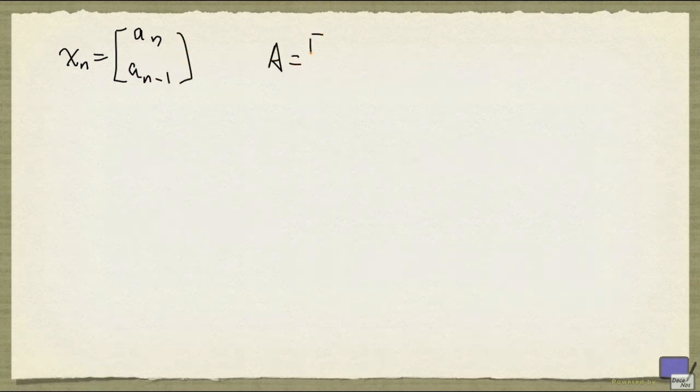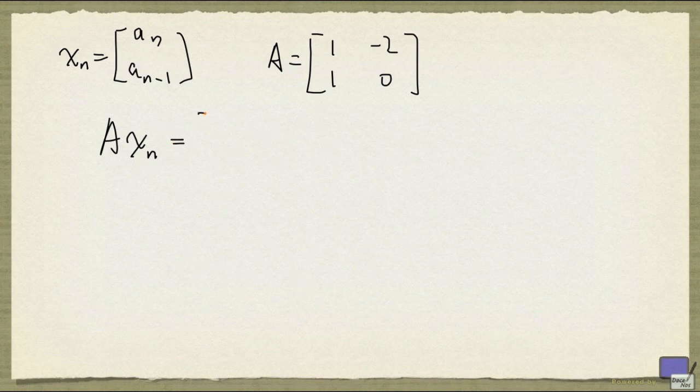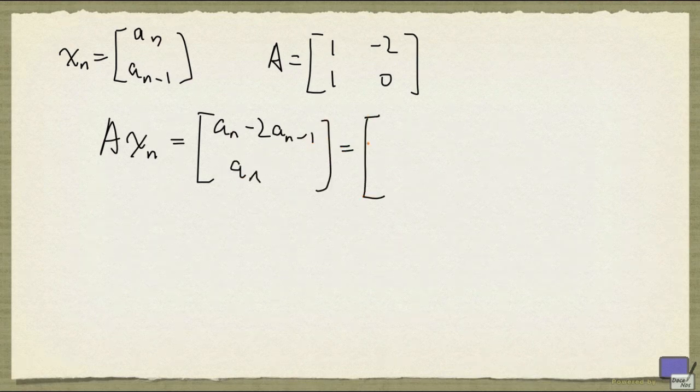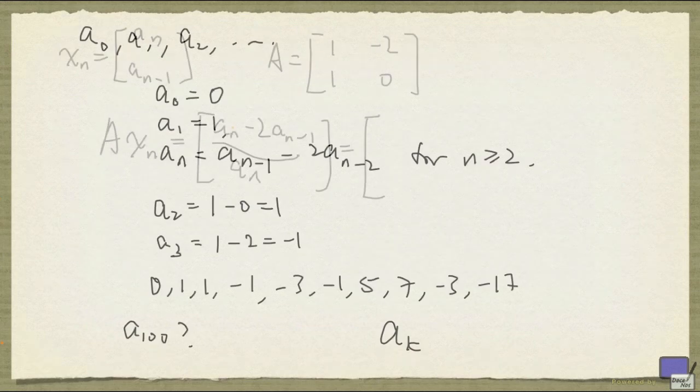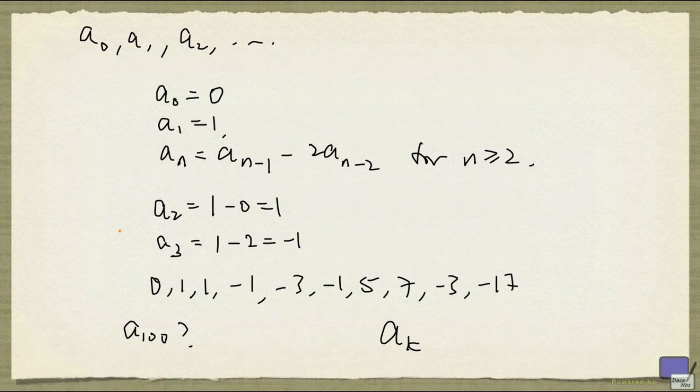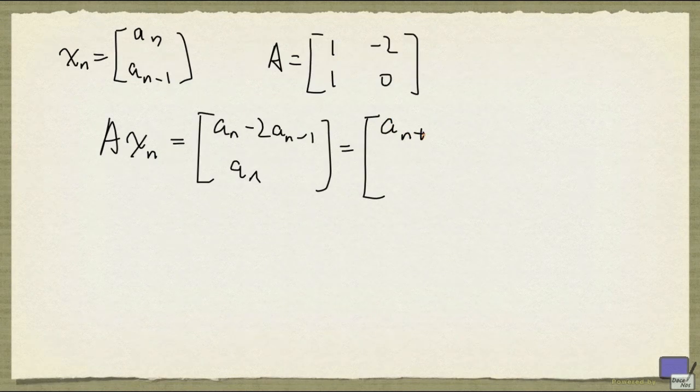So what we're going to do is let x_n denote the tuple (a_n, a_{n-1}), and let A be this matrix [1, -2; 1, 0]. Now what happens if you take A times x_n? Well, you'll get a_n minus 2 a_{n-1} in the first entry, and just a_n in the second entry. If you look at this first entry and compare, you will see that the first entry gives us a_{n+1}, and a_n here, and this is just x_{n+1}.